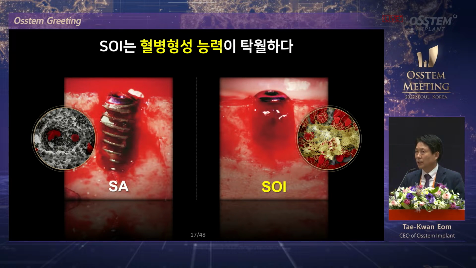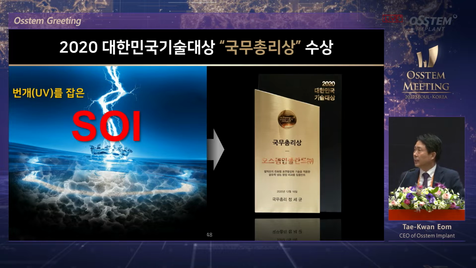Hydrophilicity draws blood, but the blood should be clotted to facilitate bone formation. The fibrin network can be generated by soy. So over 10 minutes, blood clotting can be made on soy.